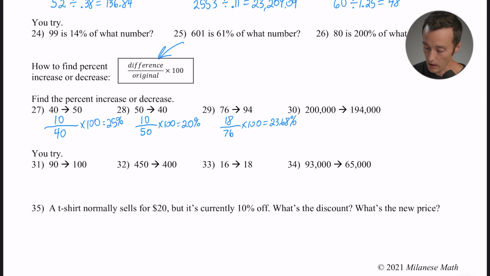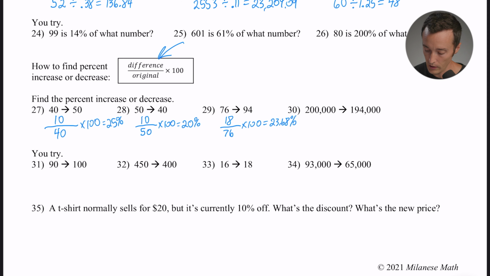Okay, let's look at the same thing happens with some really big numbers. Let's say this is, I don't know, the price of a house or something went from $200,000 and then the sellers decrease it to $194,000. What percentage off is that, or by what percentage did it decrease?